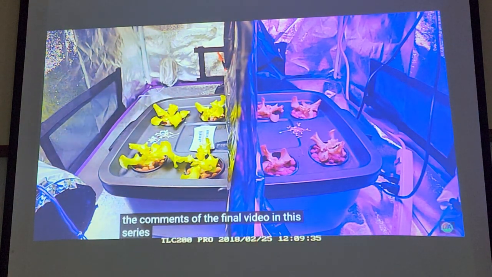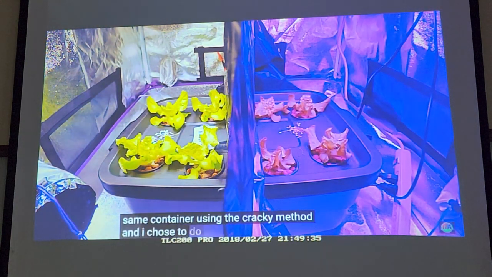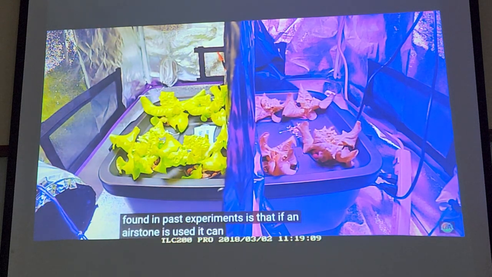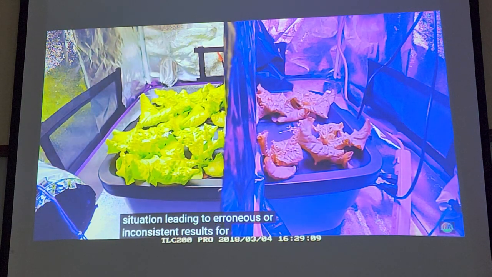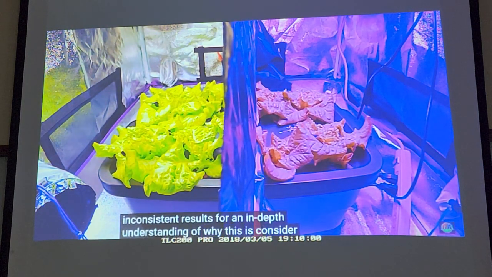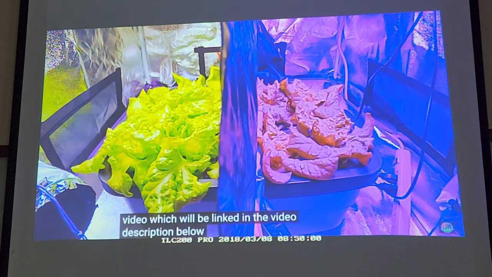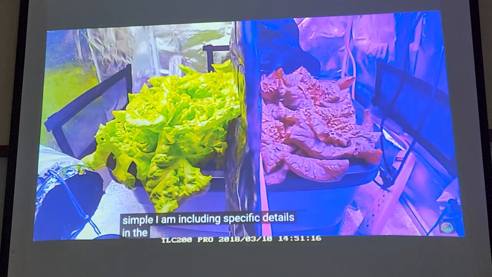In this series, I'm growing all the plants in the same container using the tracking method. And I chose to do this because what I found in past experiments is that if an air stone is used, it can create a situation leading to erroneous or inconsistent results. For an in-depth understanding of why this is, consider watching my aeration versus non-aeration video, which will be linked in the video description below. To keep these videos simple, I am including specific details in the video description.